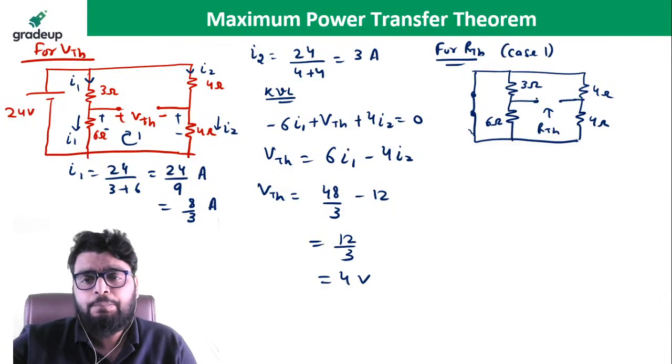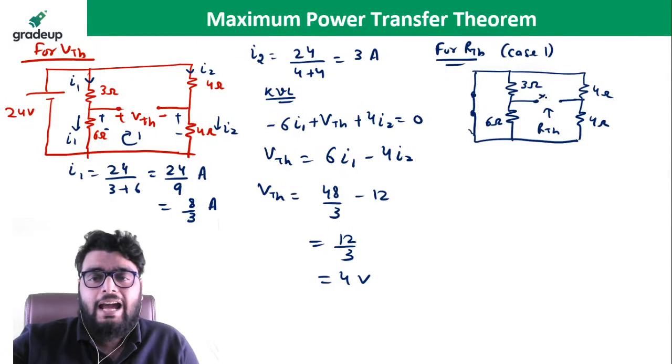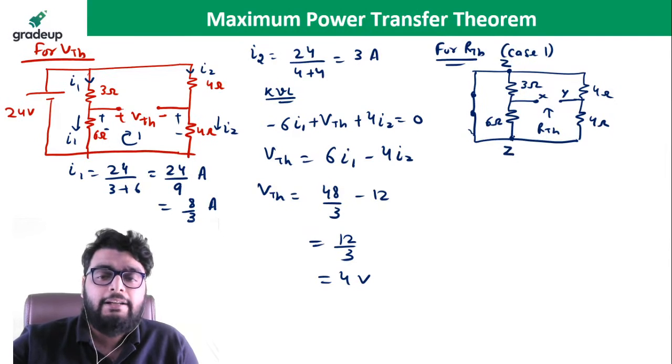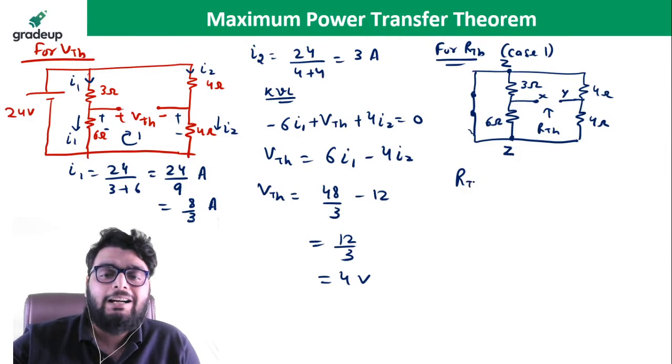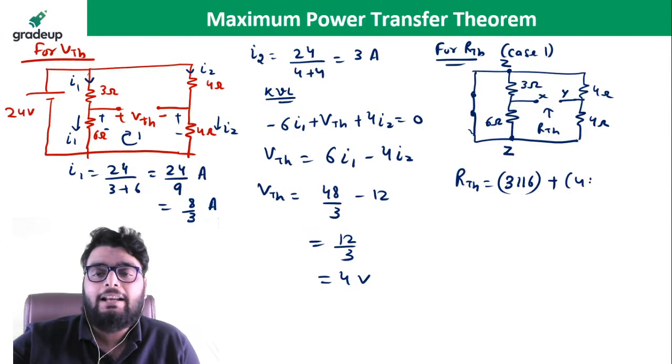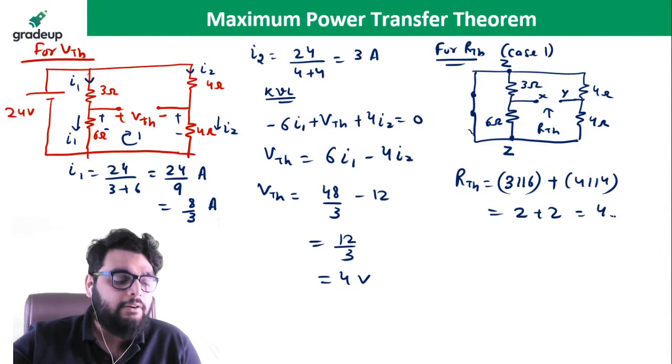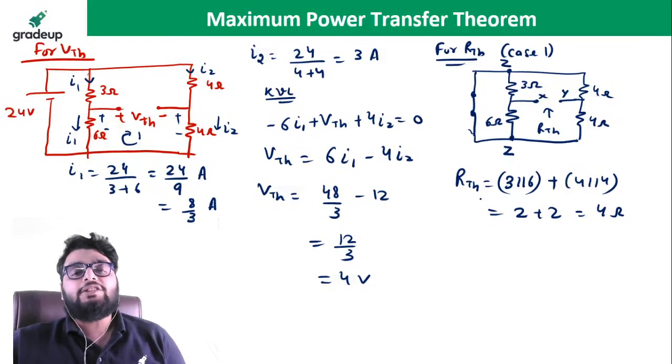But here I am telling you, this is a node X, this is a node Y, this I am taking a node Z. Now from here to here, we don't have any other element. So this is also node Z. So you can see what will be the RTH. RTH will be 3 parallel to 6 in series with 4 parallel to 4. So 3 parallel to 6 gives me 2, 4 parallel to 4 gives me 2, it gives me 4 ohm. So RTH is 4 ohm.